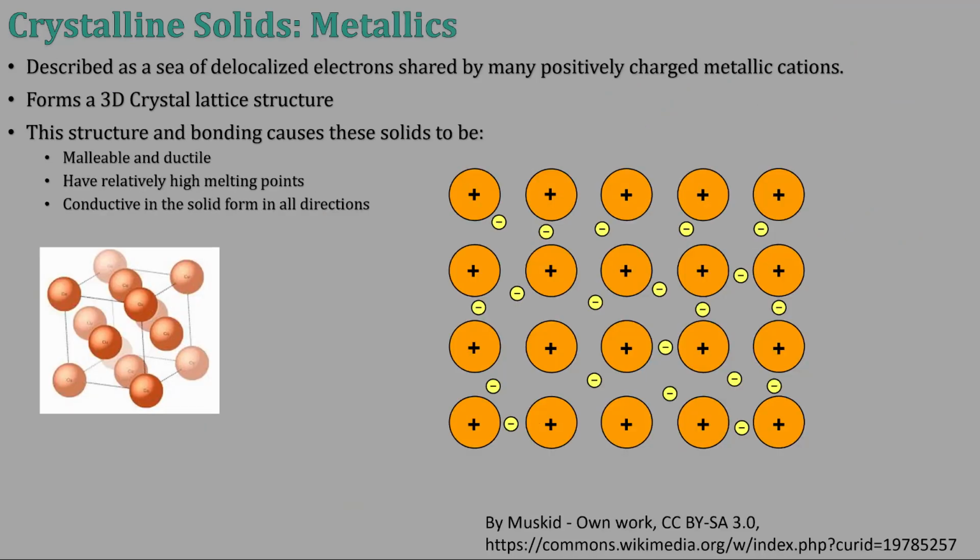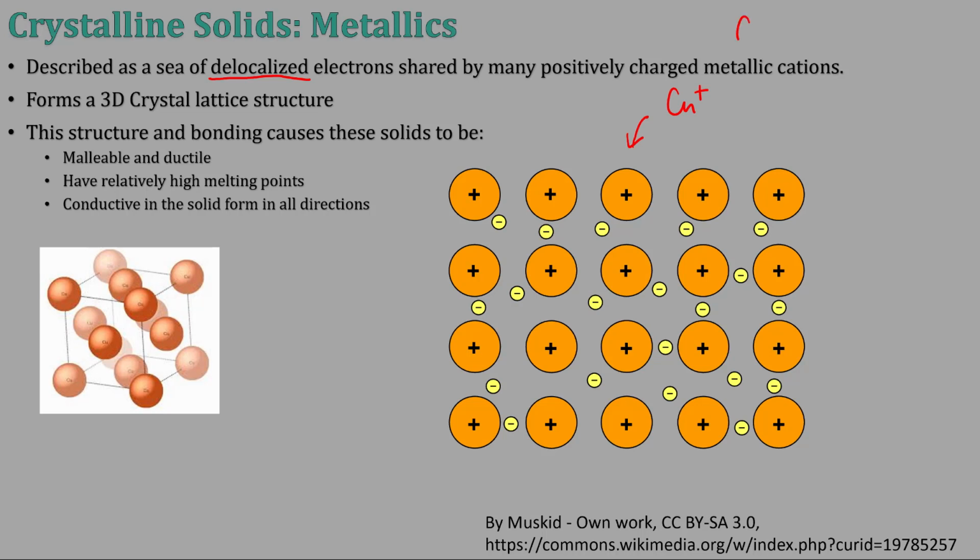All right, so crystalline solids, metallics. So metallics can be described as a sea of delocalized electrons shared by many positively charged metallic cations. All right, so delocalized. Let's take that word apart and see what it means. It means not local. So they're not forced to be in a particular bond in a particular way. So basically, we can say that this is going to be copper.